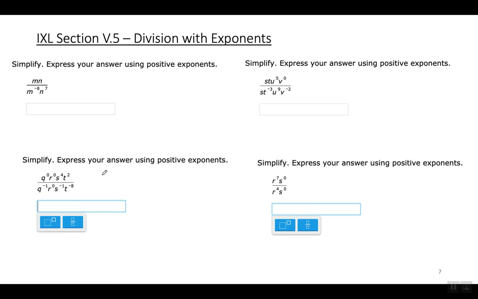All right, now these are the types of questions that you're going to see in the challenge zone. So just like in the IXL, where we did this with multiplying exponents, you're going to do one letter at a time, okay? Just do one letter at a time, okay?